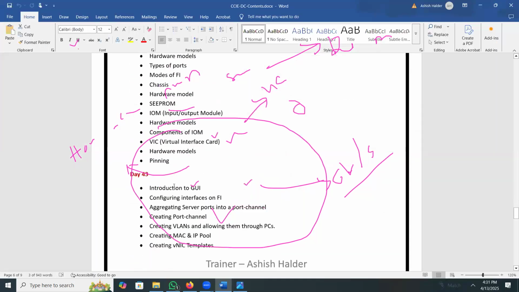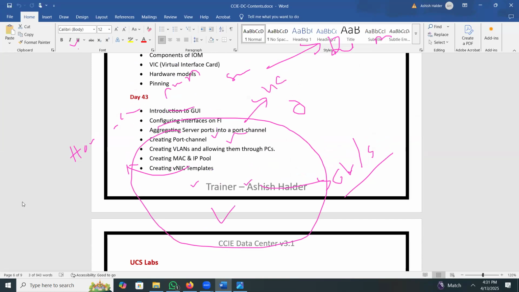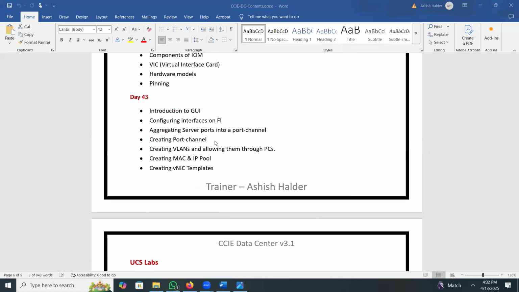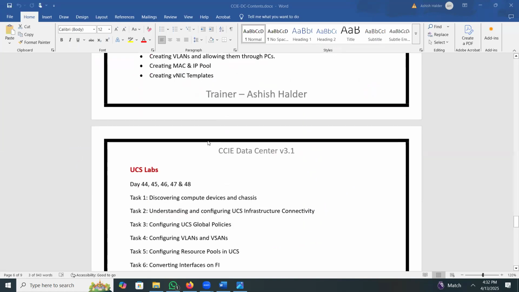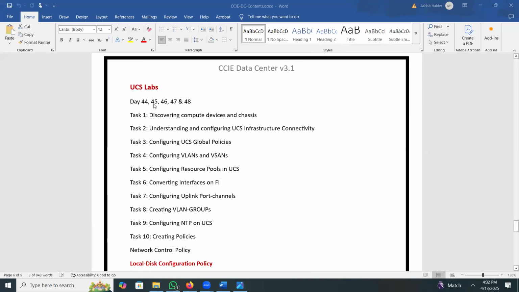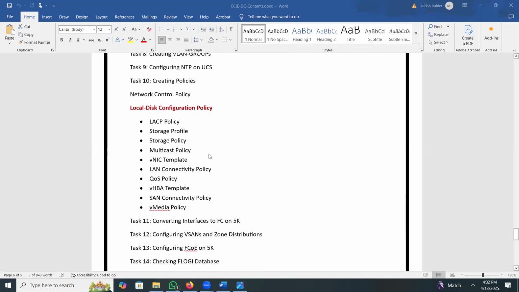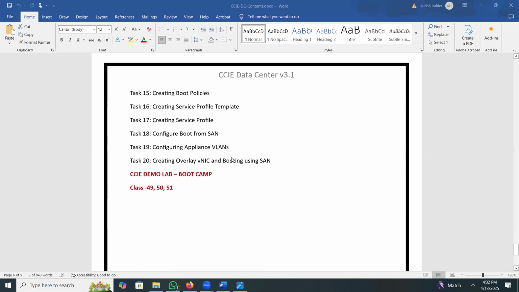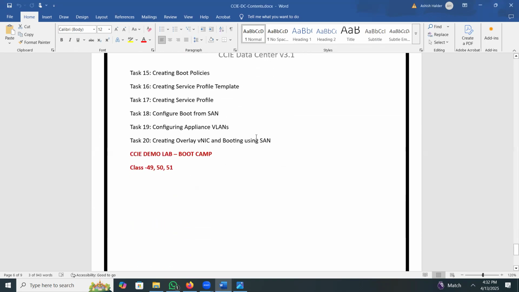Then we'll move to day 43. So I will configure the UCS. We have a huge lab on UCS. You see days 44, 45, 46, 47, and 48. I will configure the UCS lab, everything. These are the tasks of our UCS. And finally, after getting the concept and a huge lab, I will move to the CCIE lab exam demo.